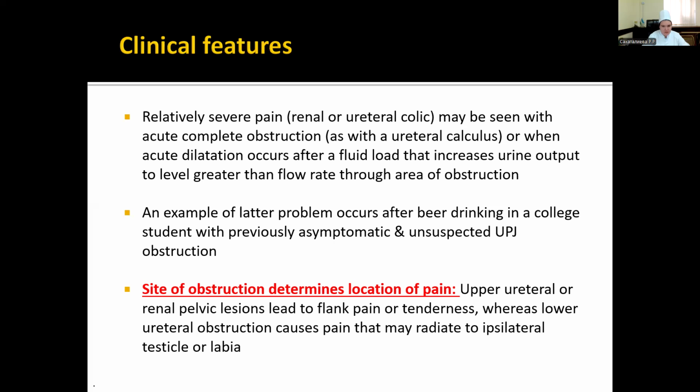The site of obstruction determines the location of pain. Upper ureteral or renal pelvic lesions lead to flank pain or tenderness, whereas lower ureteral obstruction causes pain that may radiate to the ipsilateral testis or labia.